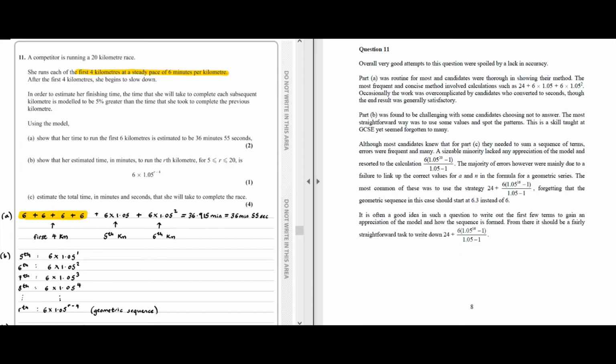The most common of these was to use the strategy of 24 plus this result here, forgetting that the geometric sequence in this case should start at 6.3 instead of 6, and we discussed that. It is often a good idea in such a question to write out the first few terms to gain an appreciation of the model and how the sequence is formed. From there it should be fairly straightforward. It should be a fairly straightforward task to write down this bit over here, and that should be 6.3 over here instead of 6.